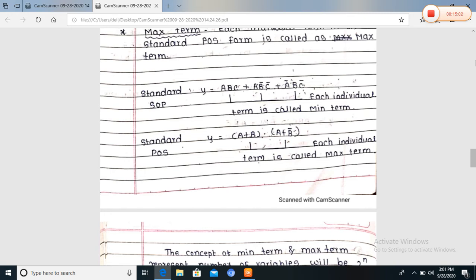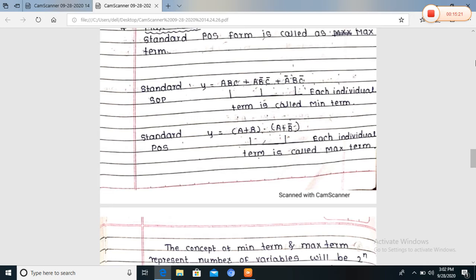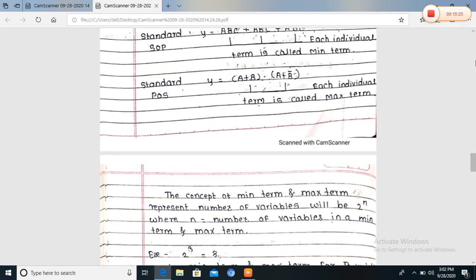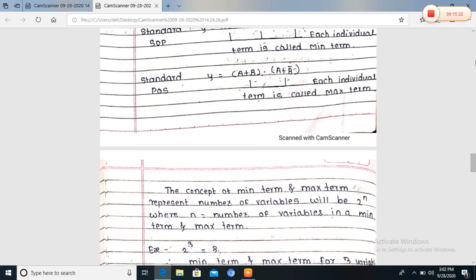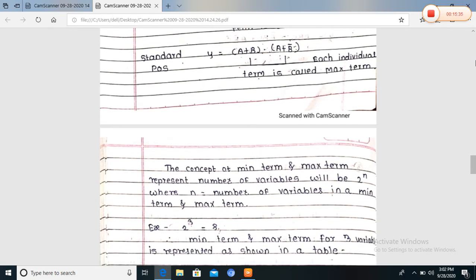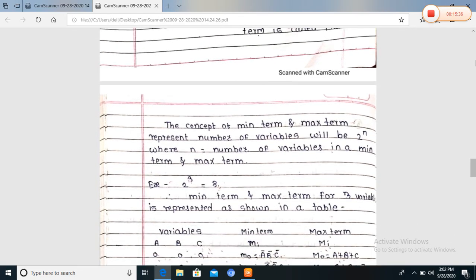Next, standard POS. In a standard POS, this expression is for only two variables a and b. So this is the standard POS. In this term a plus b, a max term is present, and the next term is a plus b bar. In a standard POS, each individual term consists of a max term. In a standard SOP expression there is a min term, and in a standard POS there is a max term, each individual term.